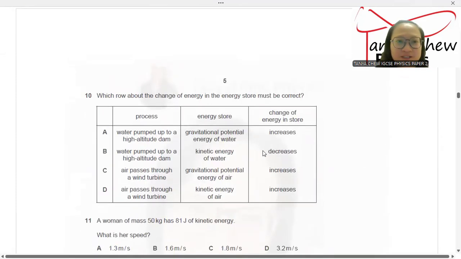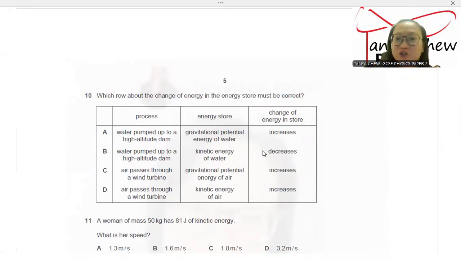The next one, question number 10. Which row about the change of energy in the energy store must be correct? Let us look at the process. Water pumped up to a high altitude dam. High altitude means the height is increasing from the ground. The water is going upwards, right? So the energy store will be gravitational potential energy.